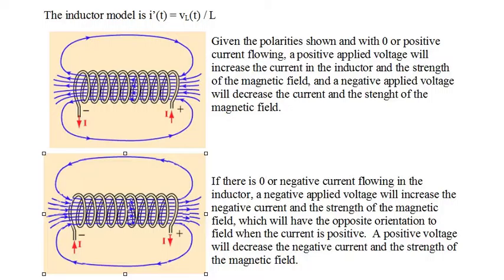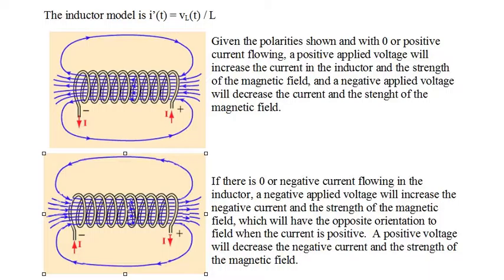required to create it. The expenditure of energy creates a voltage drop across the inductor, and hence an applied voltage is required to increase current in the inductor and the strength of the magnetic field. The inductor model is given by the differential equation. The rate of change of current in the inductor equals the voltage applied to the inductor divided by the inductance of the inductor, measured in henries, after the American scientist Joseph Henry, who discovered inductance at about the same time and independently of Michael Faraday in England in the 19th century.